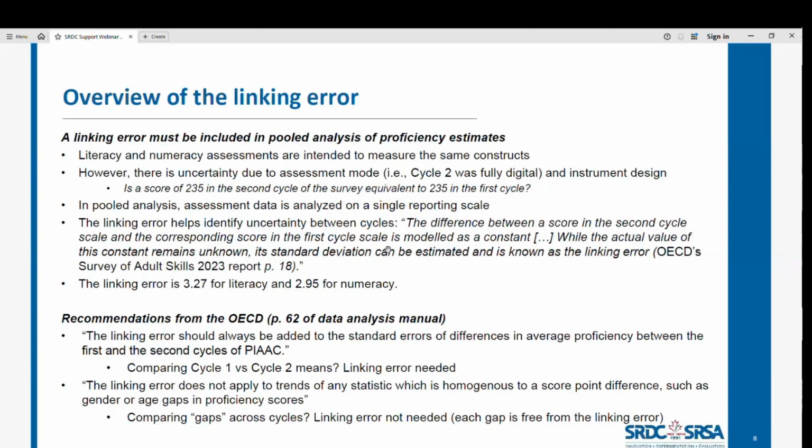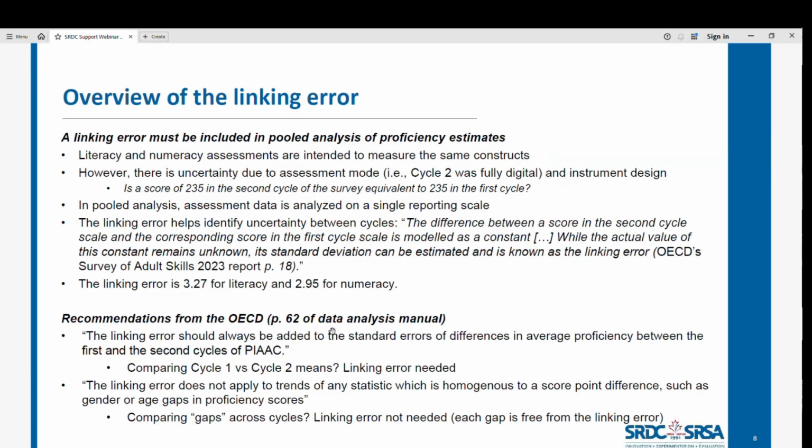Well, the actual value of this construct is unknown. Its standard deviation can be estimated, and this is what's known as the linking error. They estimate this to be 3.27 for literacy and 2.95 for numeracy. So this needs to be incorporated in any analysis that would be looking at the difference in assessment scores between cycle two and one.